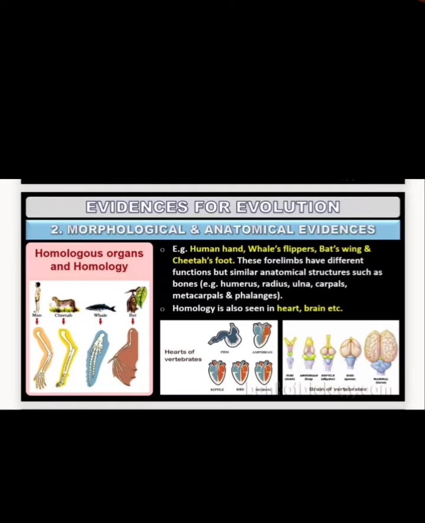So homology: homo means same structure. These are organs which are similar in structure but different in function, which we call divergent evolution. Because of the evolution, the function of these organs changed, so they have different functions but similar anatomical structures, such as bones.